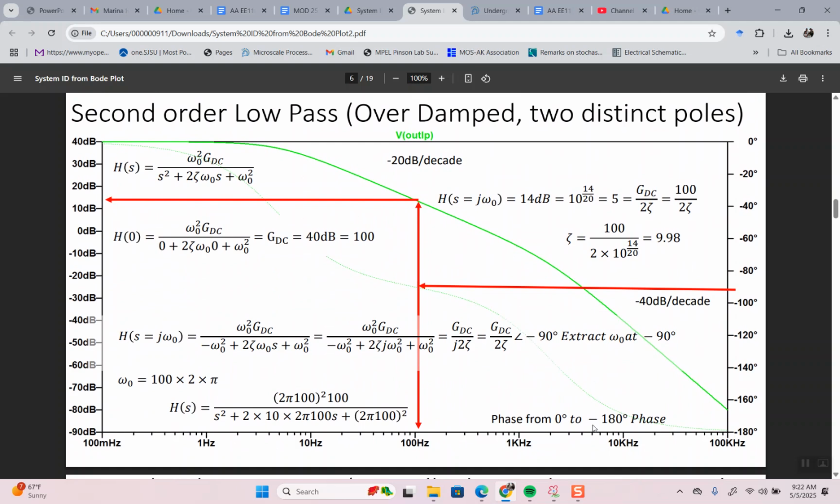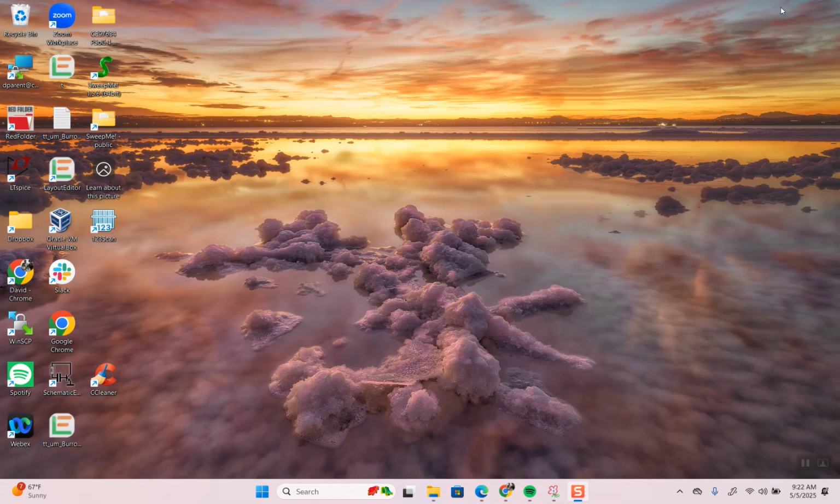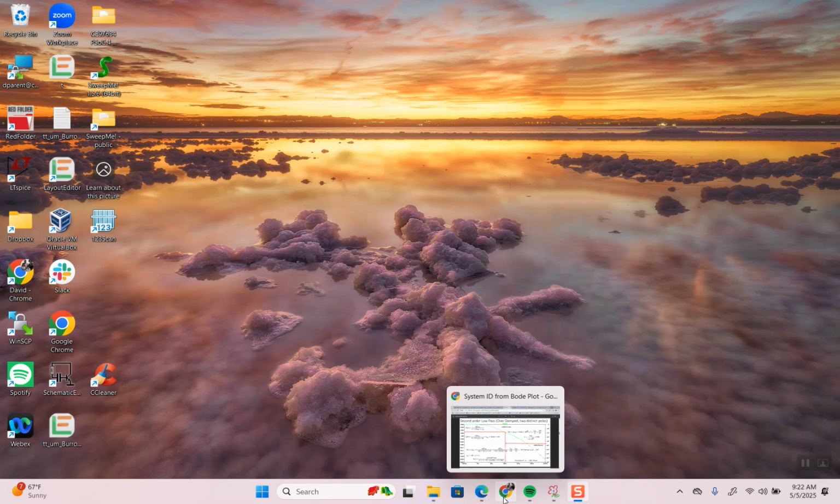Now, we're going to move into second order. You can see right there that second order is going to have minus 180 degrees of phase. So omega naught will occur at half of that, or 90. But it is extremely difficult to do this for a second order system. And so there's another way that I want to show you.